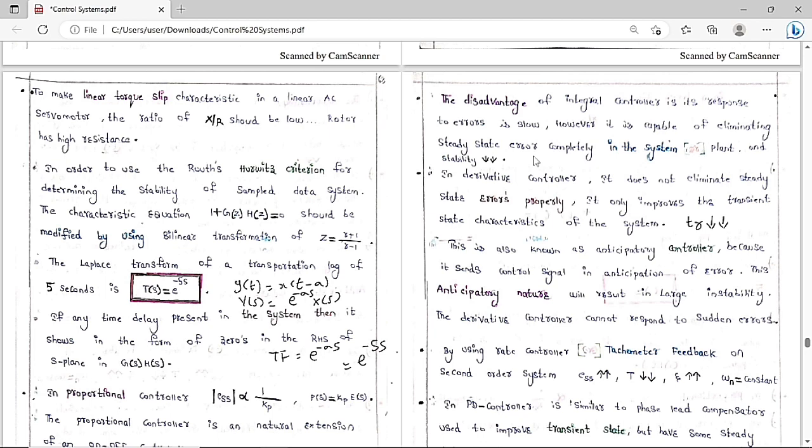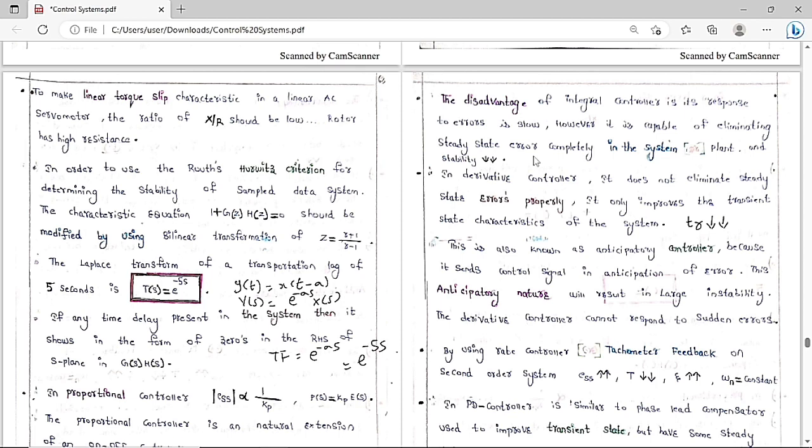This is also known as the anticipatory controller because it sends control signals in anticipation of error. This anticipatory nature will result in large instability. The derivative controller cannot respond to sudden errors. So listen carefully.